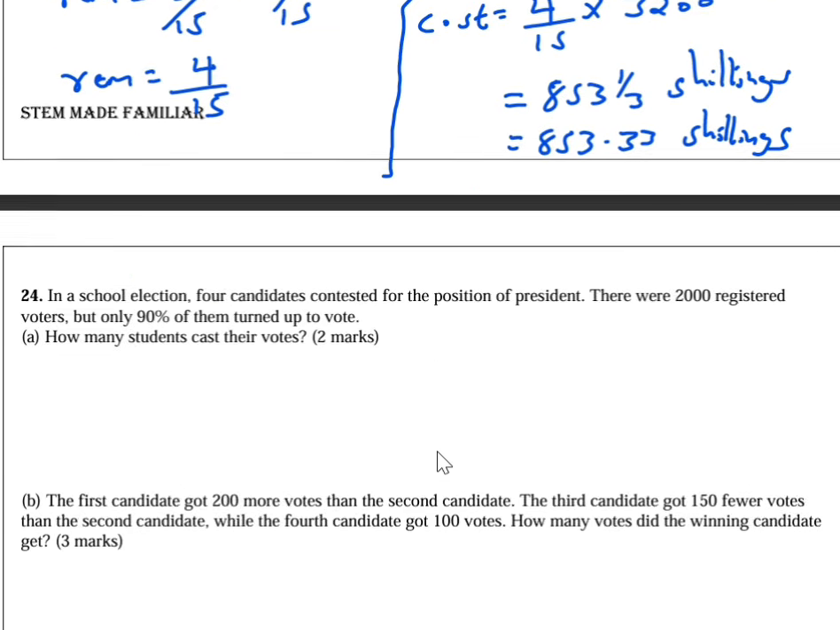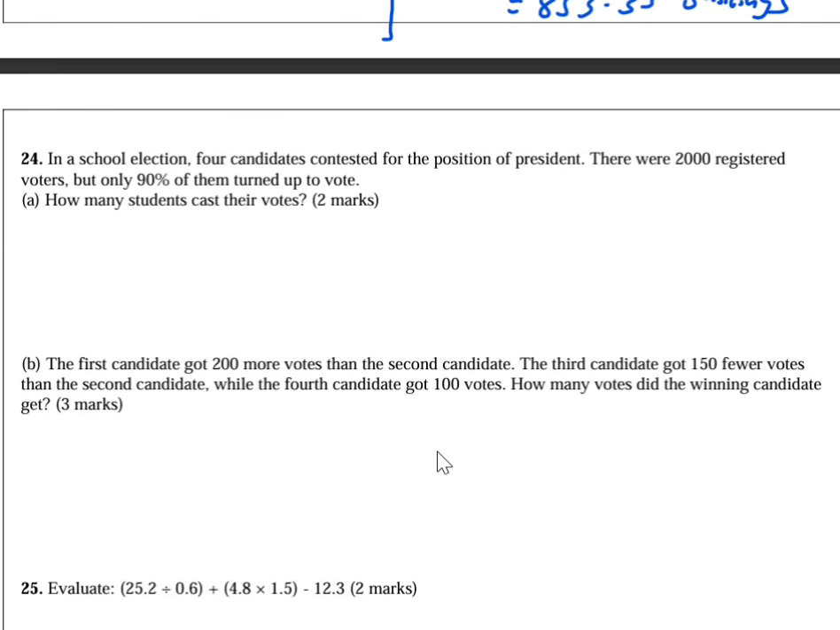We continue to number 24. In a school election, 4 candidates contested for the position of president. There were 2,000 registered voters, but only 90% of them turned up to vote. How many students cast their vote?